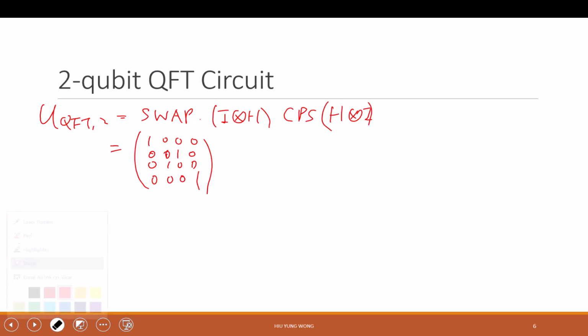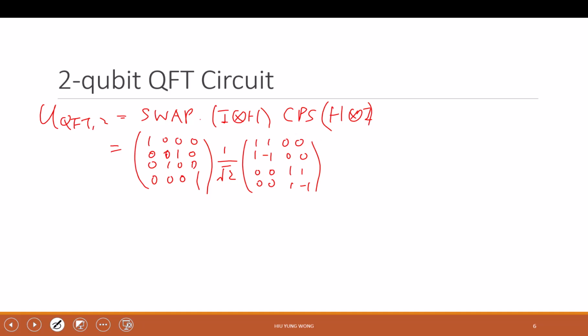What is the identity gate tensor product Hadamard gate? Well, I just copy the Hadamard gate to every identity block, right? So it's 1 1, 1 negative 1, and this is 0. If you remember, again, this was 1 1 0 0 for the identity, and then I put H2 here. 1 1, 1 negative 1, 1 1, 1 negative 1, right? And 0 gives you 0.